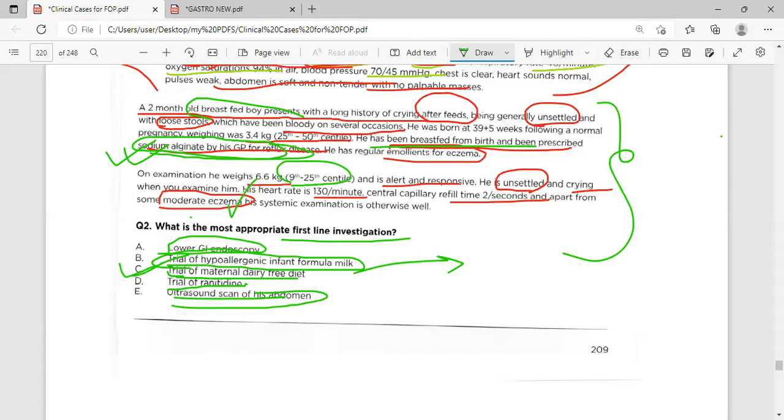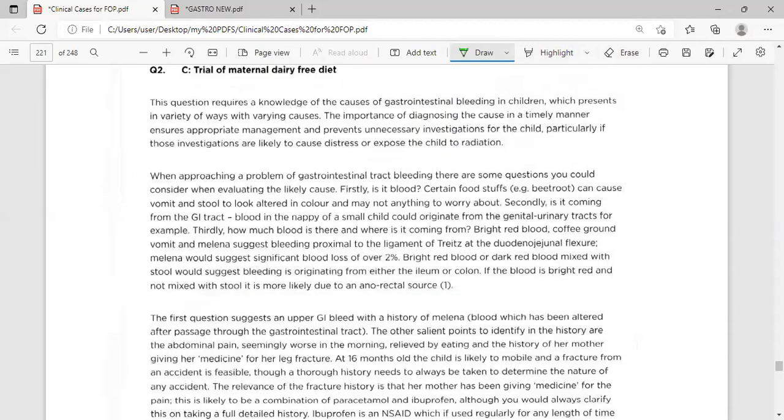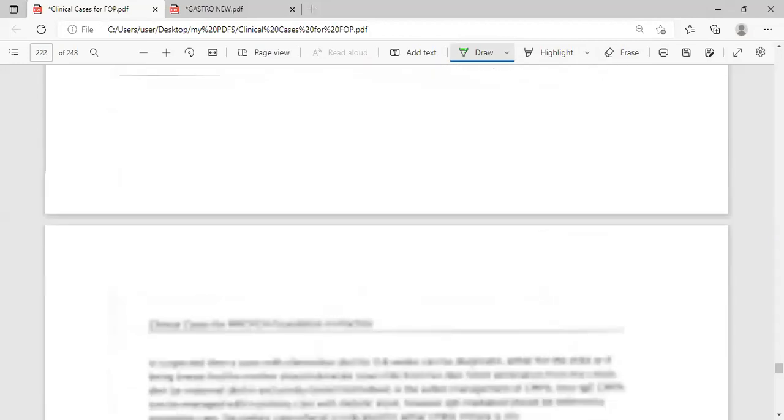Okay, so we are done with this case, and whatever I have told you and some more information are written in all these explanations.